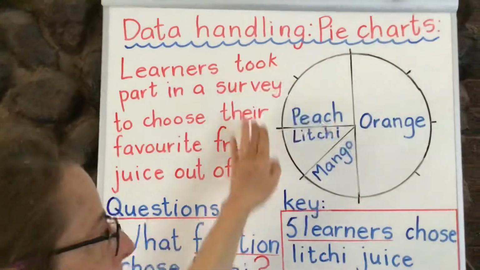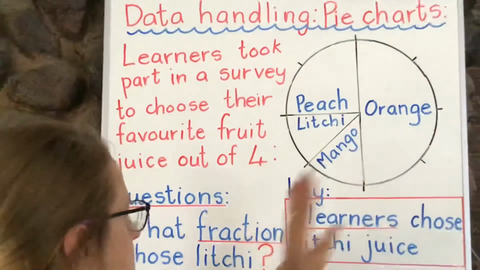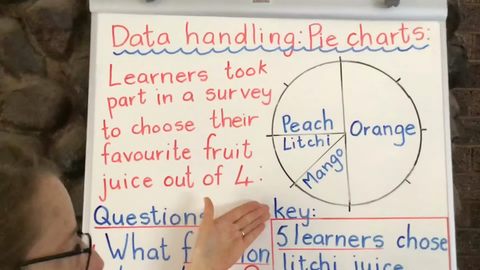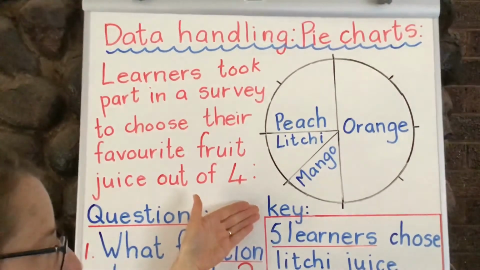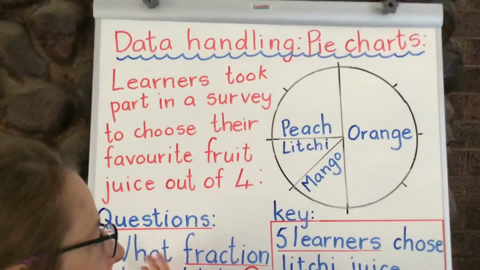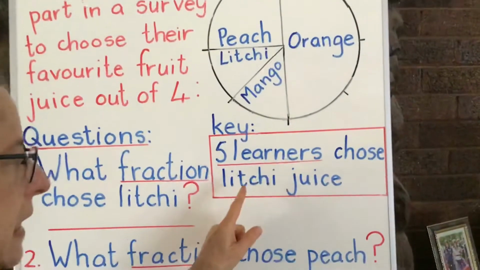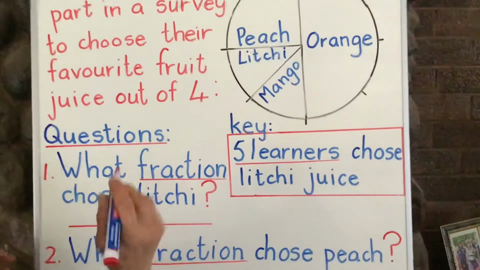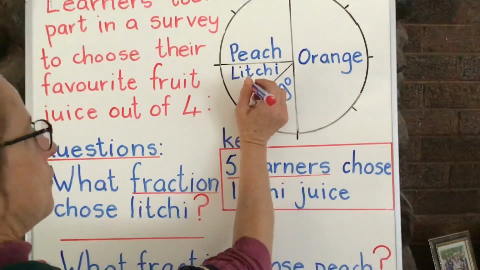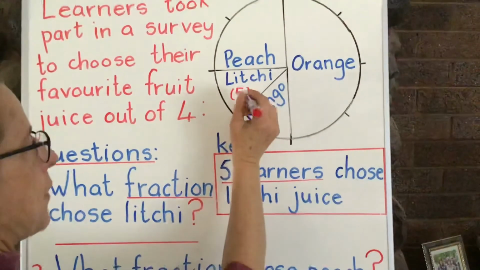And you can see why it's called a pie chart, because it looks as though the pie has been cut into different slices. Can you see that? Let us take a look at the key. This is very important to always look at the key before you begin to try to solve the pie chart questions. Right, so the key says that 5 learners chose lychee juice. So if 5 learners chose lychee juice, we can put a little 5 here to remind us that this piece of the pie, the size is 5 learners.